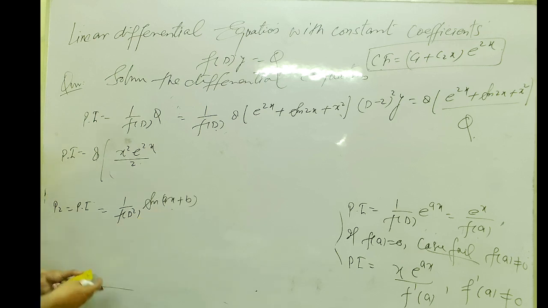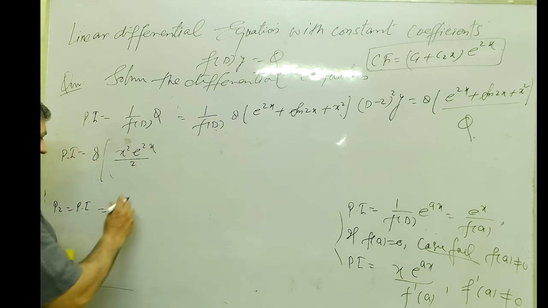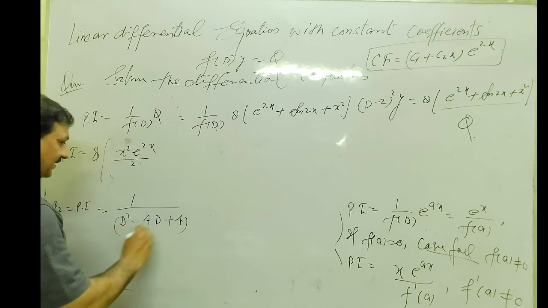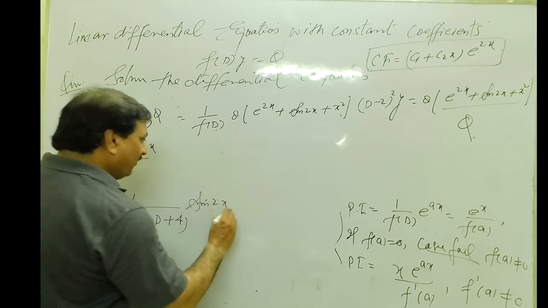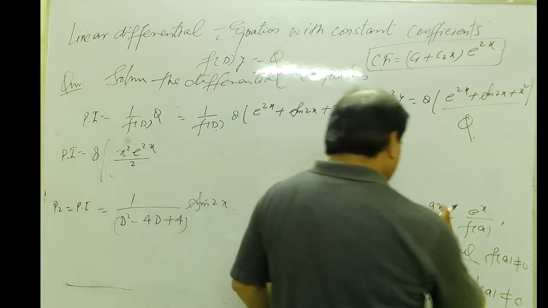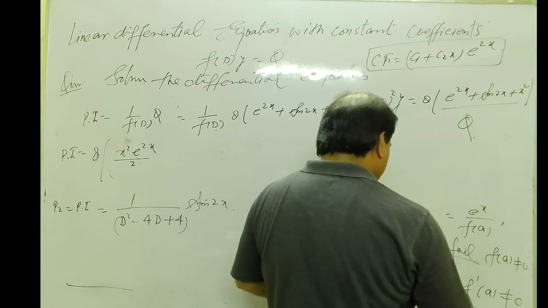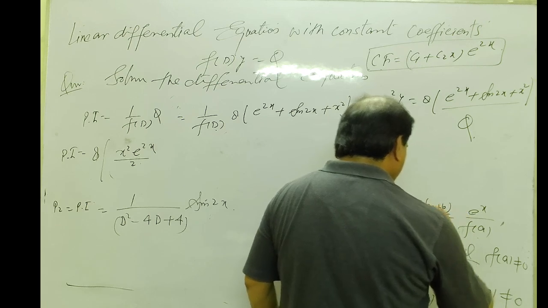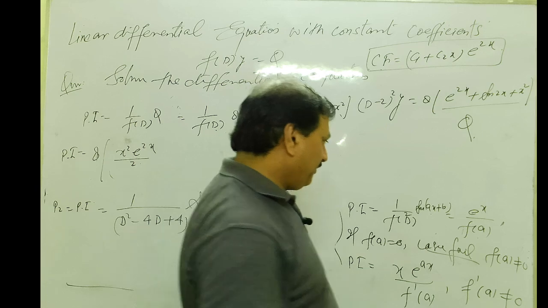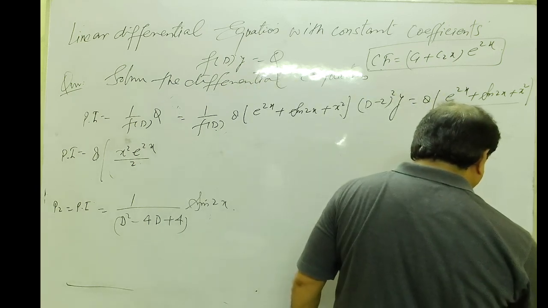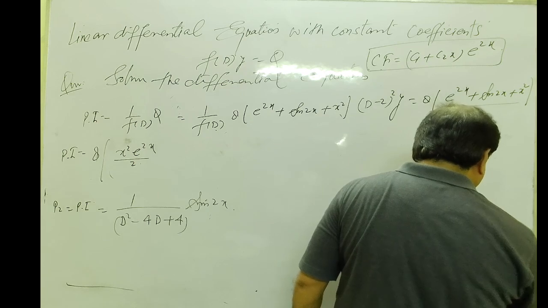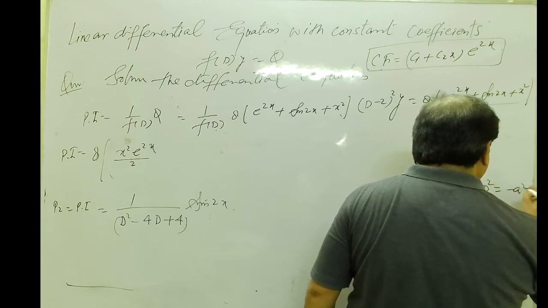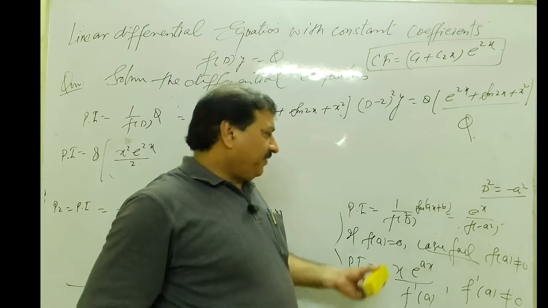In this case, we have D² minus 4D plus 4, and the second part is sine 2x. The concept here is like the exponential: for a simple function of D² and sine(ax plus b), my dear student, in this case put D² equal to minus a². In the case of a trigonometric function, put D² equal to minus a².